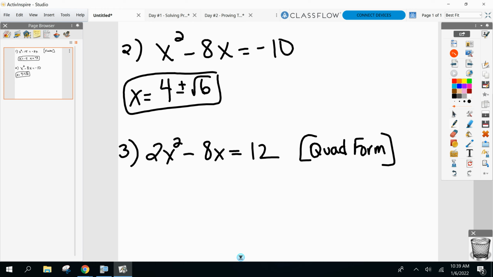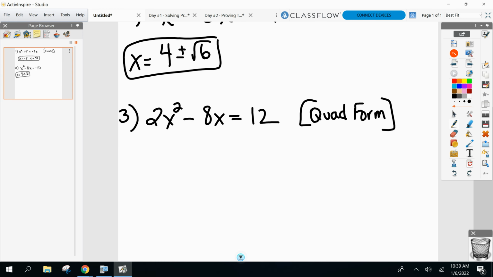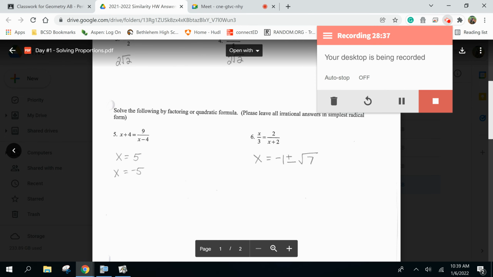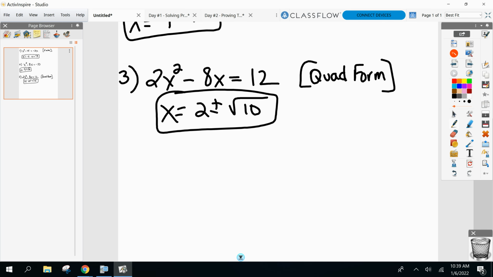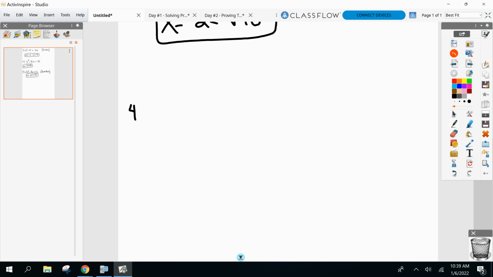Okay, last one. I'll put this as a proportion now. So starting right from the beginning. This one here: x equals 2 plus or minus radical 10. All right, last one, going right from the proportion now. X over 1 equals negative 19 over x minus 9.